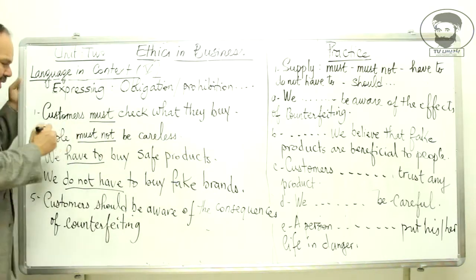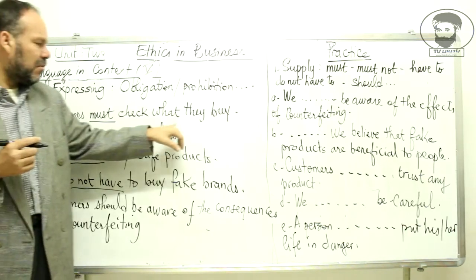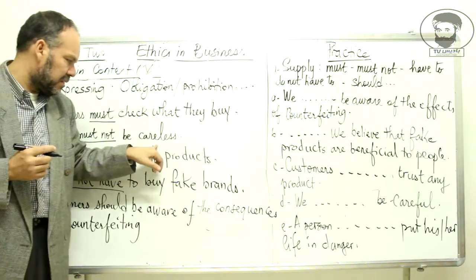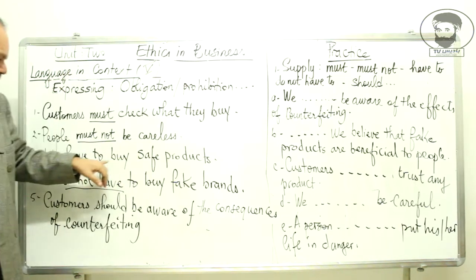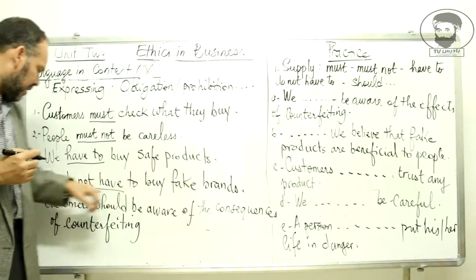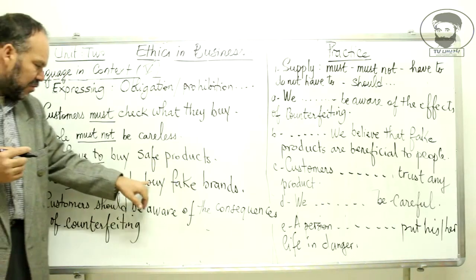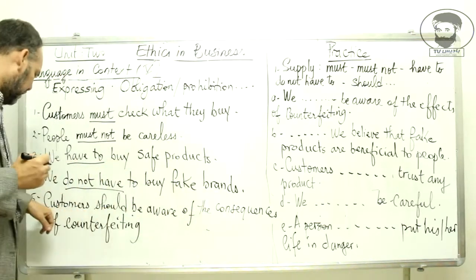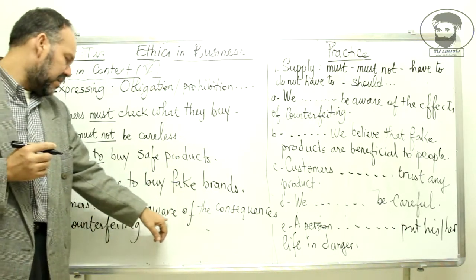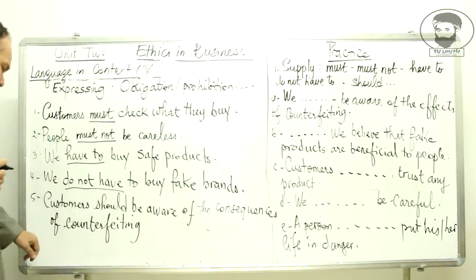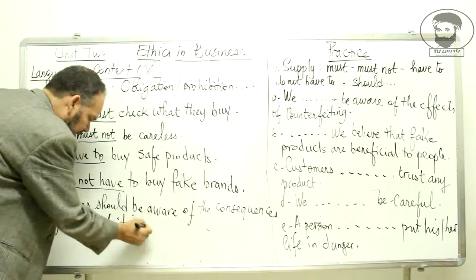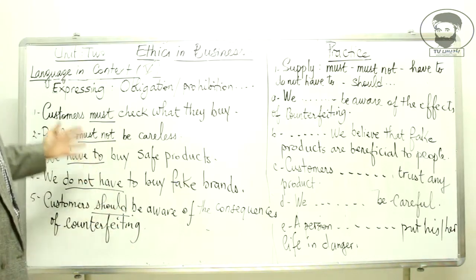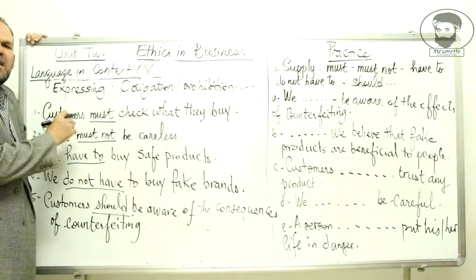For example, let's go. Customers must check what they buy. People must not be careless. We have to buy safe products. And we do not have to buy fake brands. And finally, customers should be aware of the consequences of counterfeiting. Now, these forms of sentences here are said to express precise and definite meanings in English.